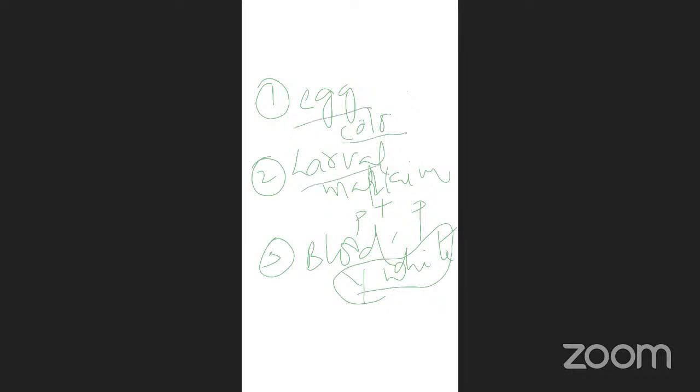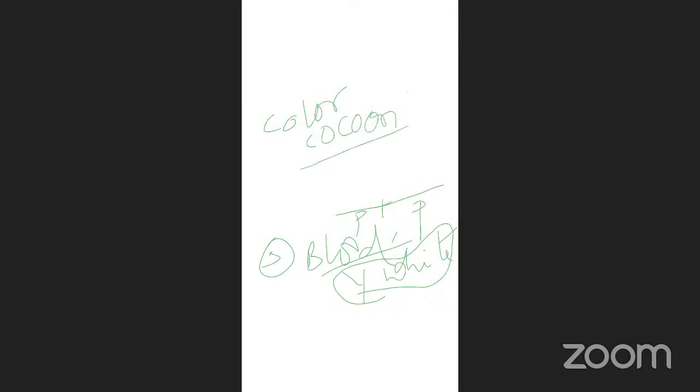Second one is larval marking. Third one is blood colors, that means color of the silkworms. First one is yellow and second one is white. And the fourth character we should maintain is cocoon color. What is the color of the cocoon? Cocoon color. So this is the fourth character according to the scientist Lee. So color of the cocoon.